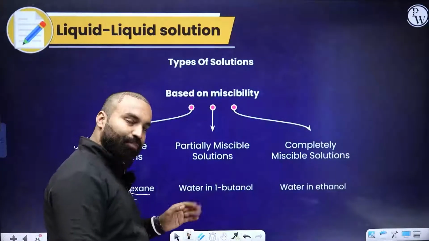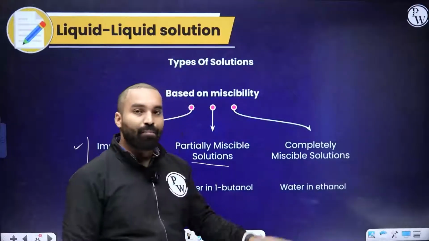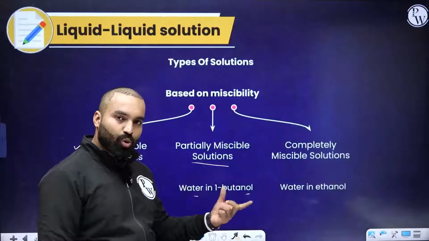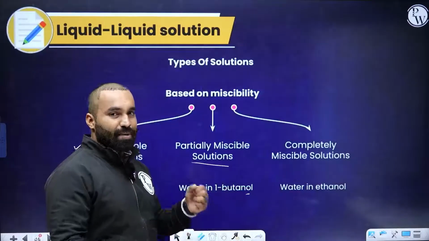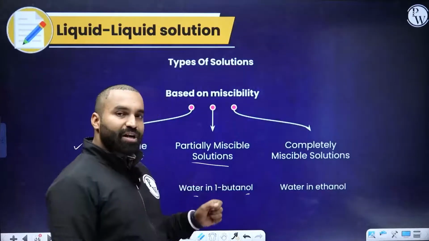Make sense, everybody? Right. For a partially miscible solution, we can take water and 1-butanol. This is an alcohol, also having OH. So some sort of hydrogen bonding may help in associating with each other. Now they are going to be partially miscible with each other.